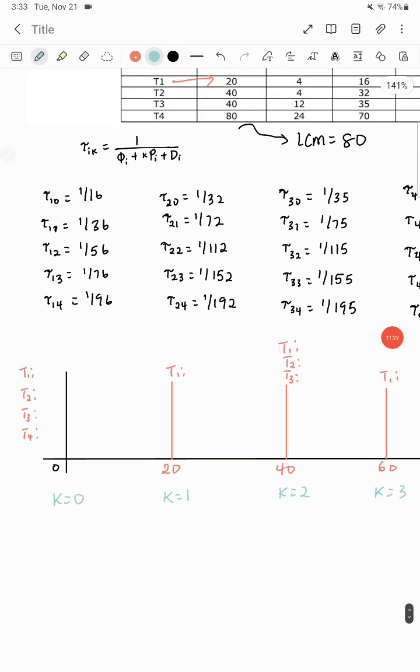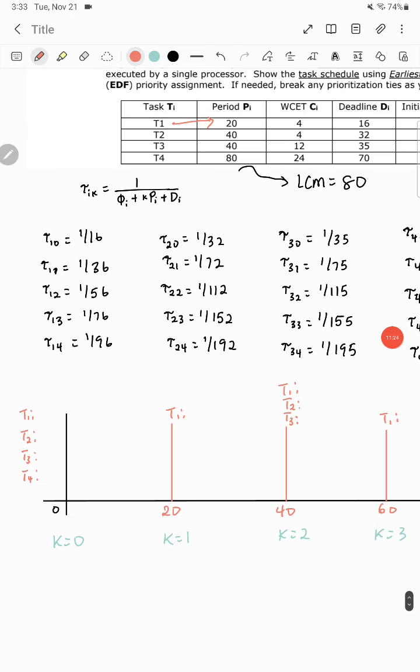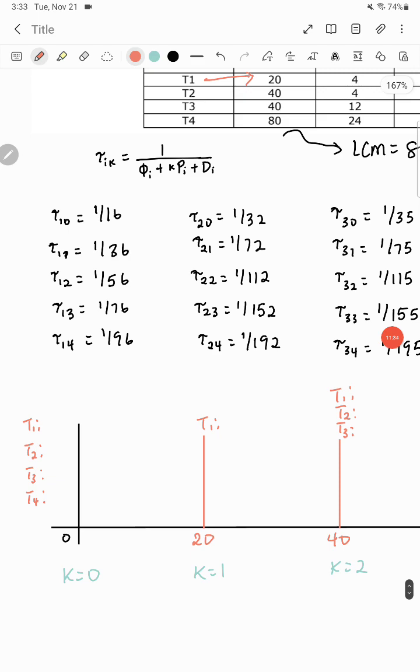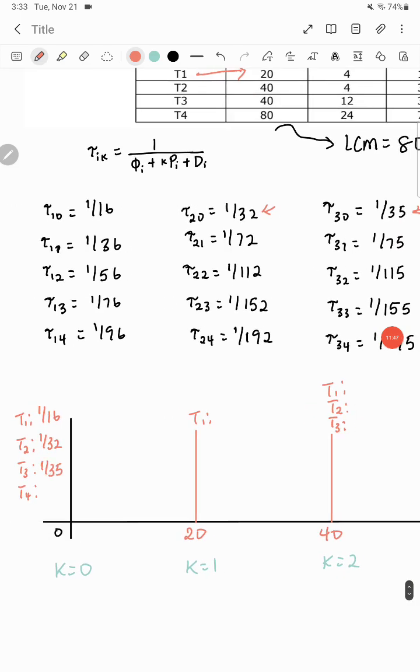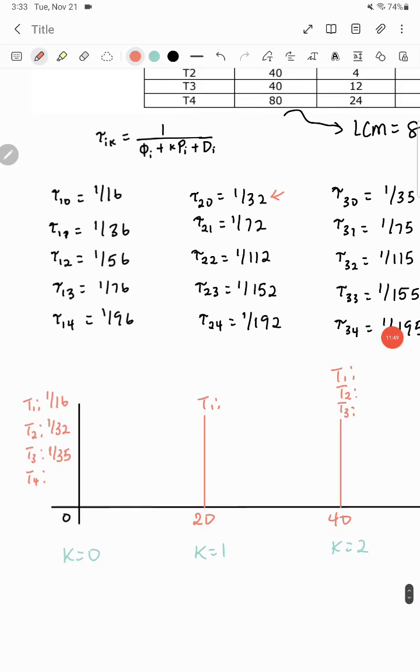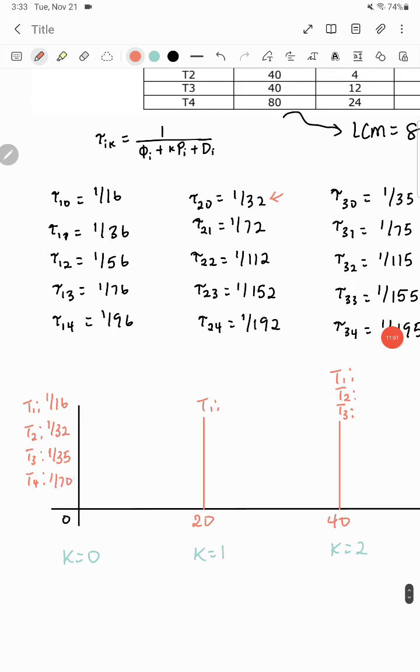So now at k equal to 0, which is the first row here, this is k equal to 1, k equal to 2, k equal to 3, k equal to 4. At k equal to 0, T1 has the priority of 1 over 16. T2 has a priority of 1 over 32. T3 has a priority of 1 over 35. And T4 has a priority of 1 over 70.